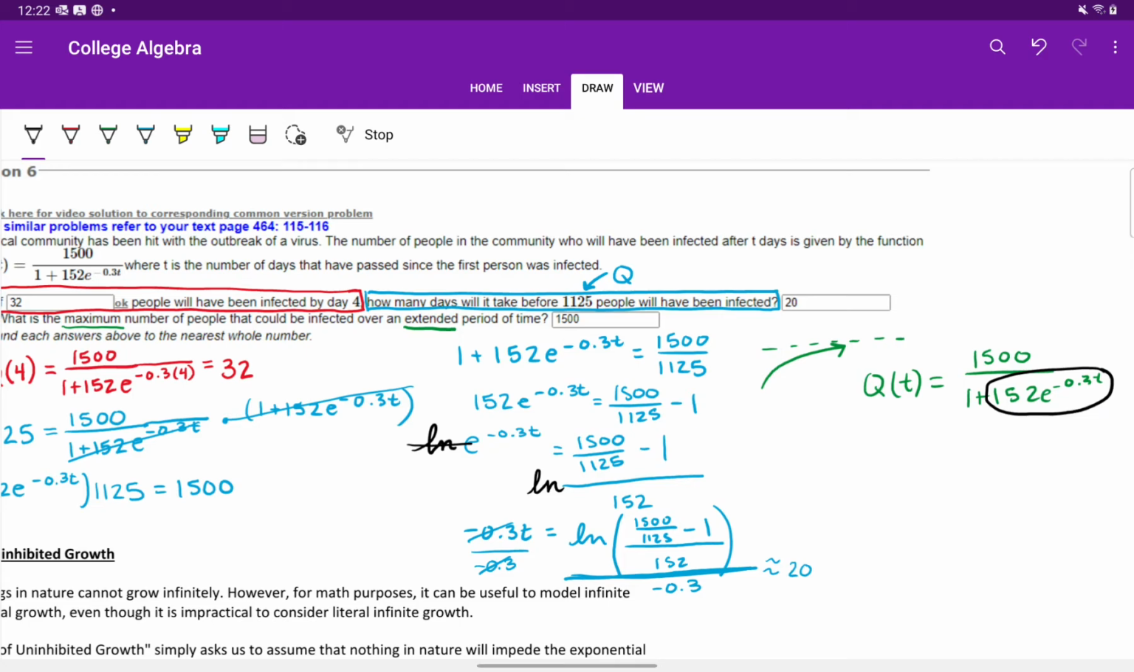So we'll be taking 152 divided by some extremely huge number, which will make what I just circled approach 0. So our function is going to be approaching 1500 over 1 plus 0, which of course is just 1500. So again, complicated logic, but very simple answer. You just end up with this as your asymptote, 1500 divided by 1, which is 1500.